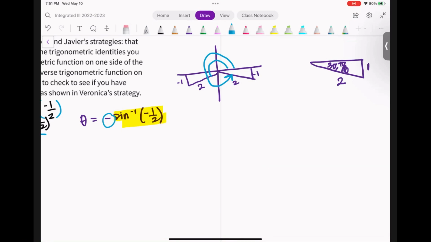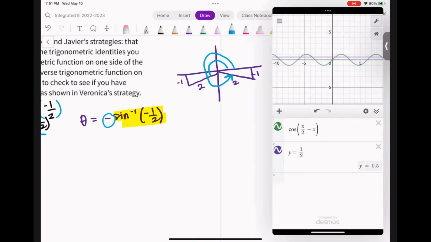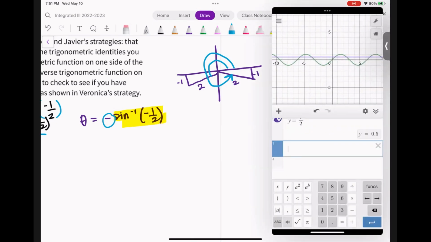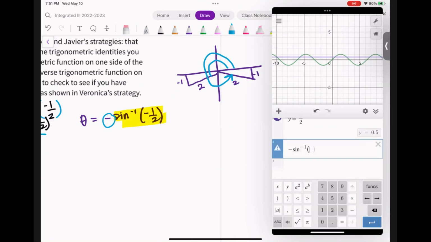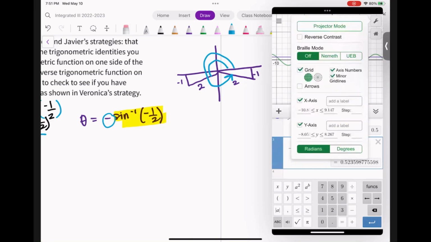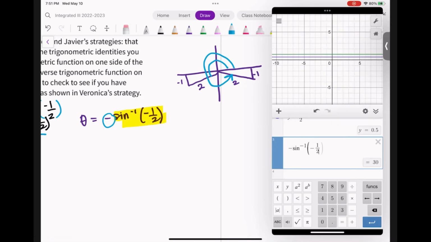So with that being said, let's go find your calculator. So this is going to be negative sine inverse of negative 1/2. And I'm going to go back to degree mode. It gives me 30 degrees. Okay, so theta equals 30 degrees or pi over 6.